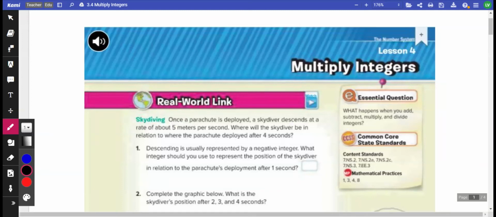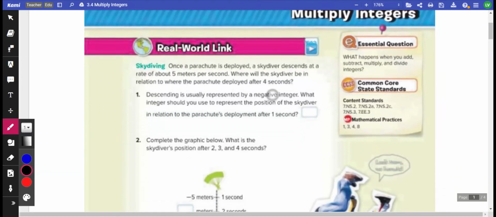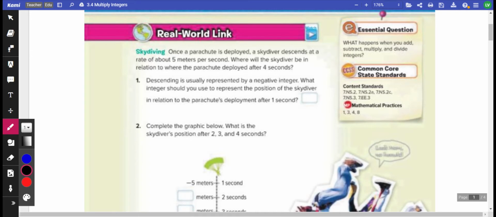Lesson 4, Multiply Integers. Real world link, skydiving. Once a parachute is deployed, a skydiver descends at a rate of about 5 meters per second. Where will the skydiver be in relation to where the parachute deployed after 4 seconds?